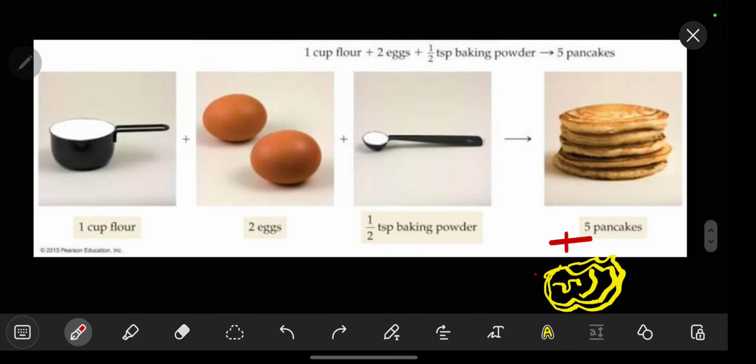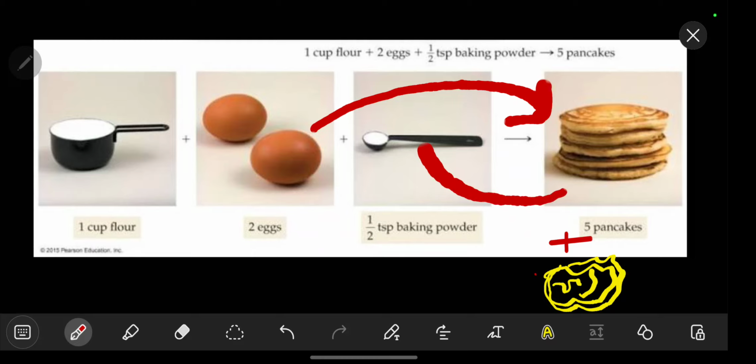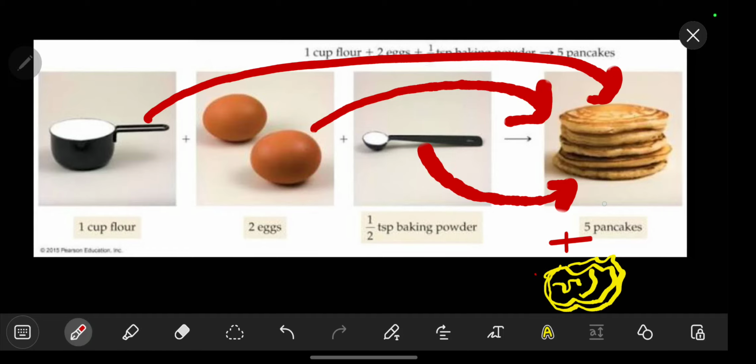So that means, as long as these are the ingredients, and all these other factors are available, as long as you have 2 eggs, it is already predetermined that you are going to have 5 pancakes. As long as 2 eggs are available, you're going to have 5 pancakes. As long as you have half a tablespoon, you are always going to have 5 pancakes. As long as you have 1 cup of flour, you're always going to have 5 pancakes.